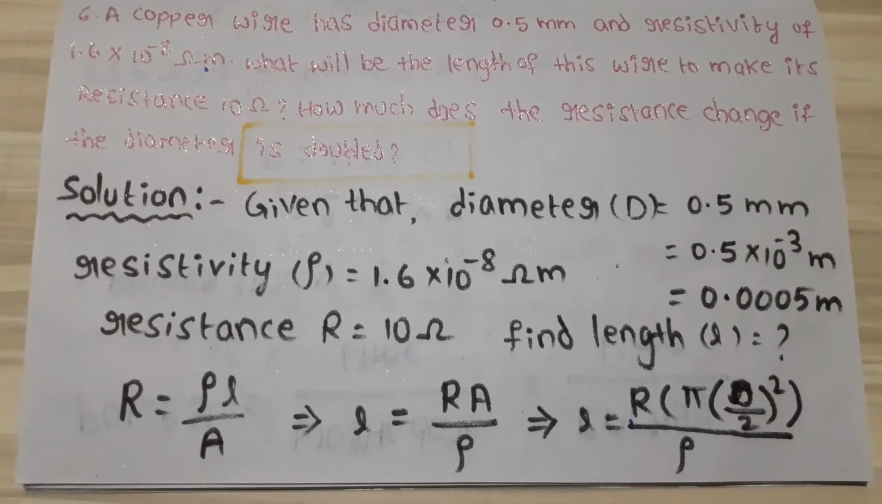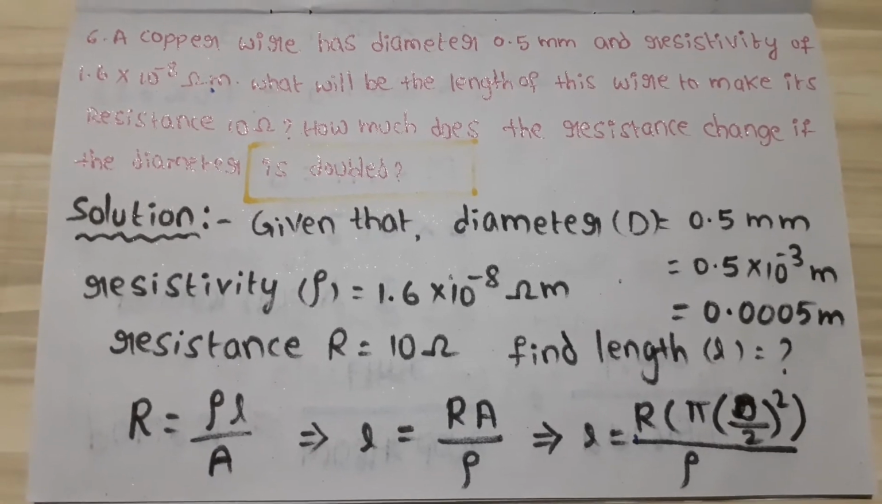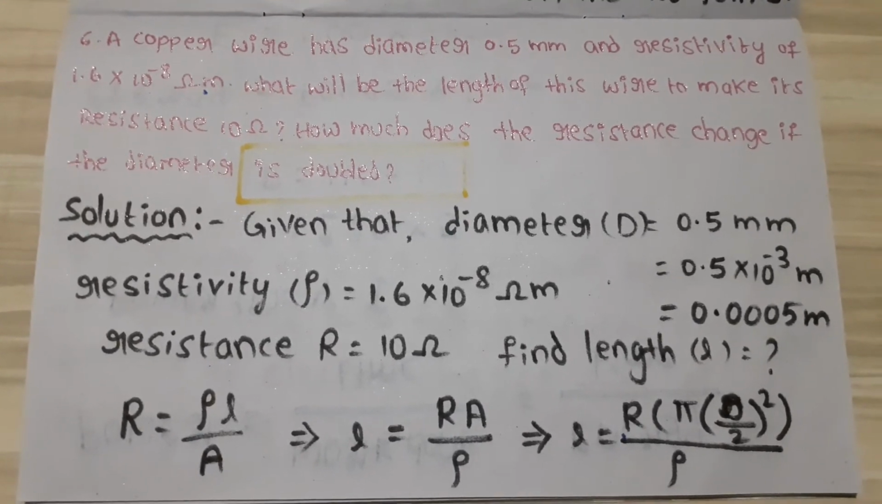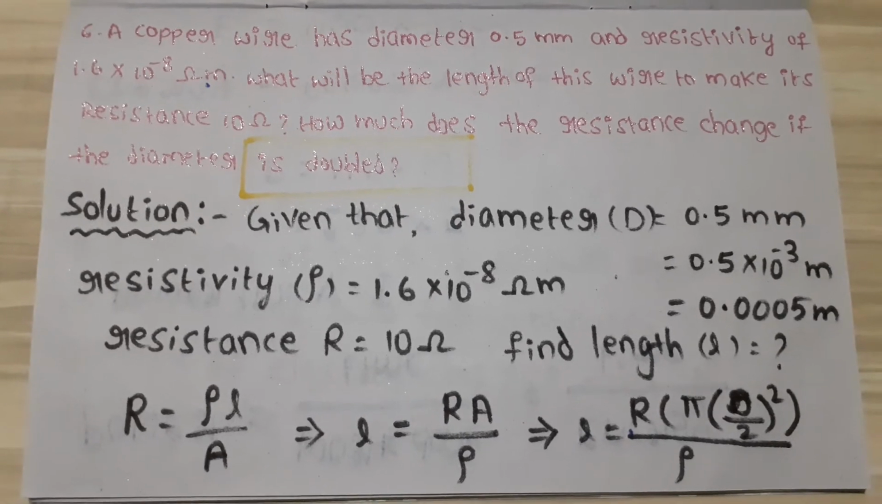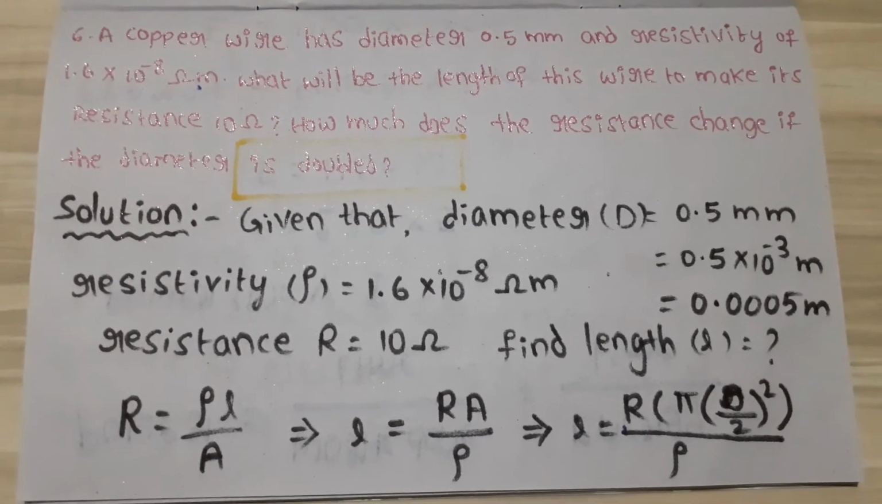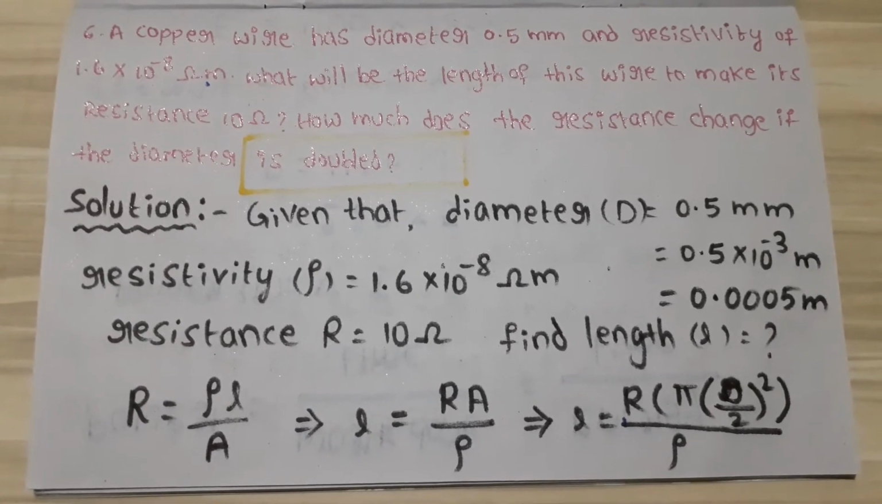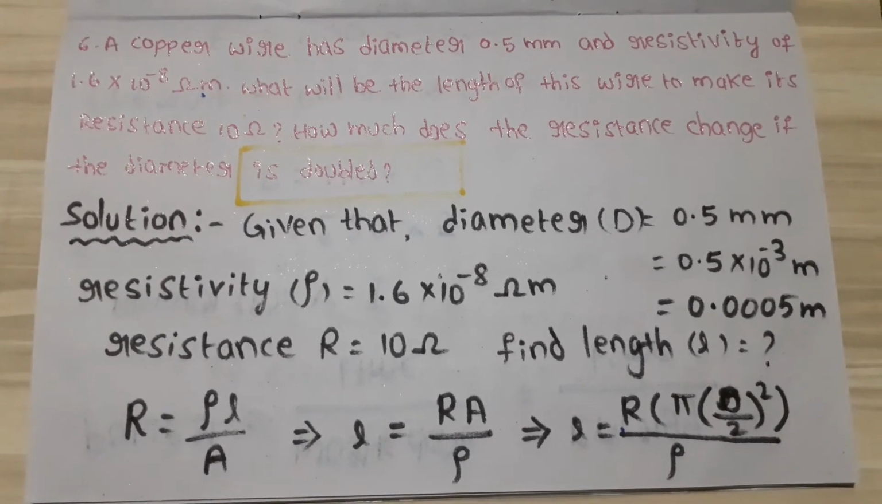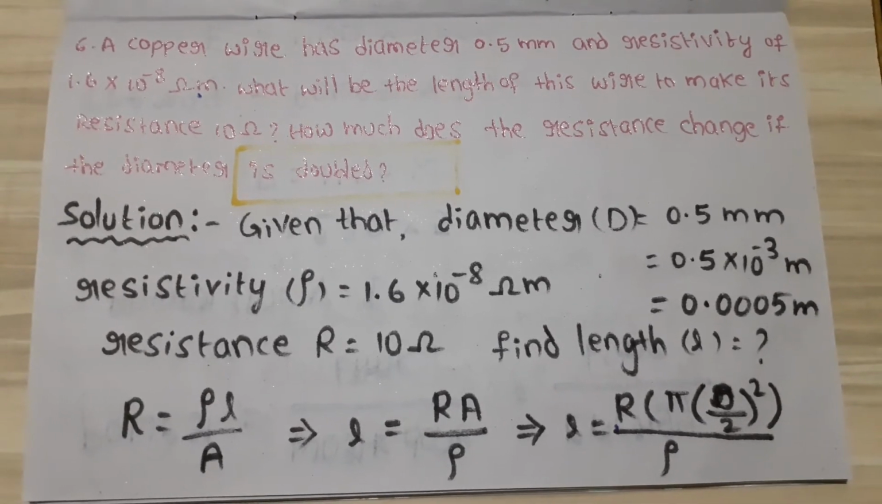Next question. Question number 6. A copper wire has diameter 0.5 millimeter and resistivity of 1.6 into 10 to the power of minus 8 ohm meter. What will be the length of the wire to make its resistance 10 ohms? How much does the resistance change if the diameter is doubled?